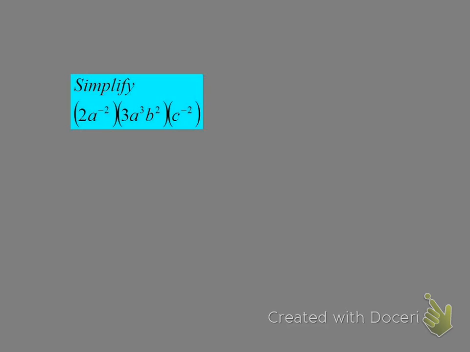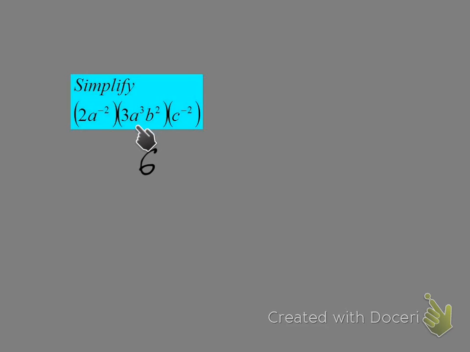So for this example here, we have 2a to the negative second times 3a cubed b squared times c to the negative second. At its core, we're doing what? We're multiplying. Okay? So once again, let's do our numbers first, our coefficients first. 2 times 3 times 1 gives us what? 6. Okay? Easy enough. And now let's just continue to multiply. Alright, so we have a to the negative second times a to the third times, there's no a's over here, so we don't care. So a to the negative second times a to the third.